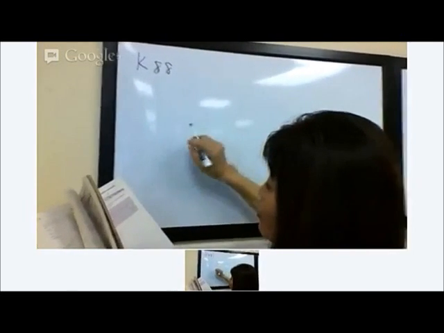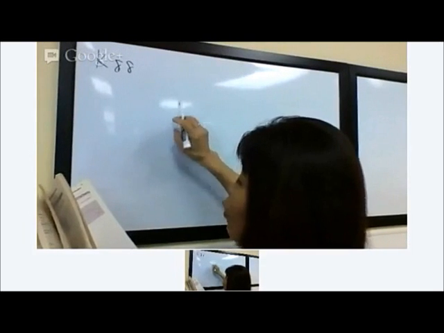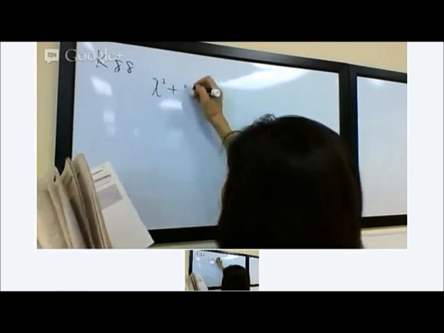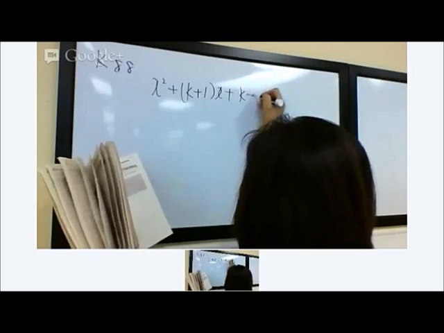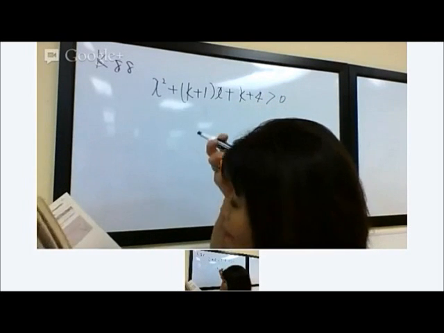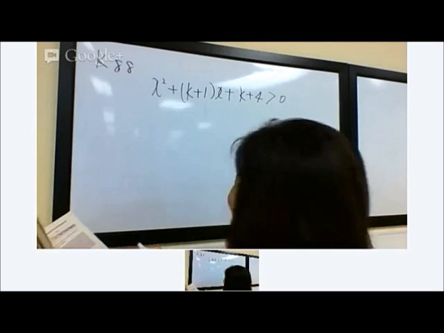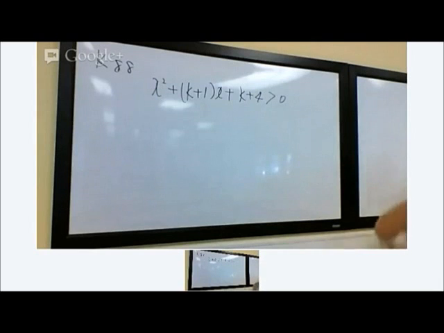Determine the range of the value of the constant K so that the solution of the following inequalities is all real numbers. Where are you, Miss Fujiwara? 88, A or B? Number 1, first. Greater than 0, all real numbers. I don't like this. K plus 1 plus K plus 4. And then they don't determine the K value. They say only all real numbers.